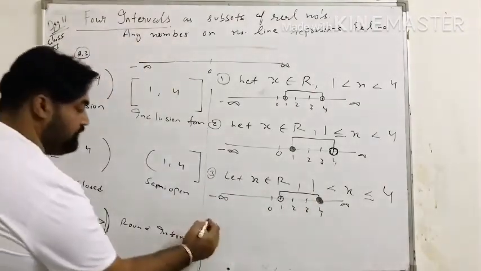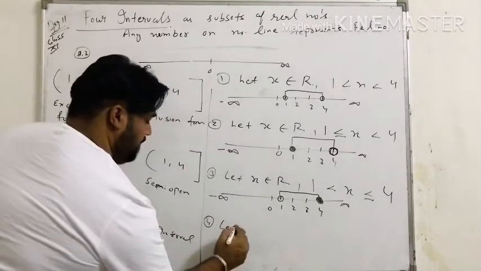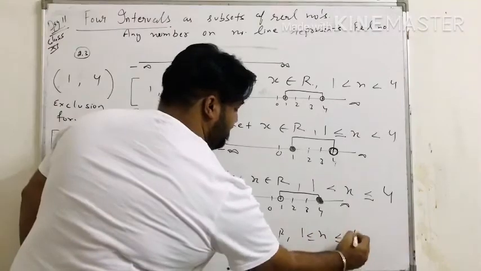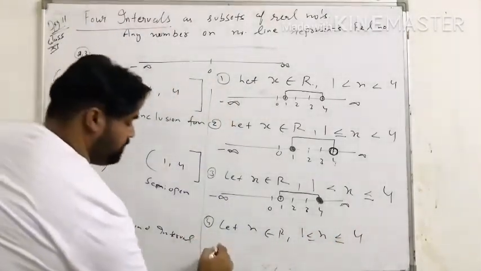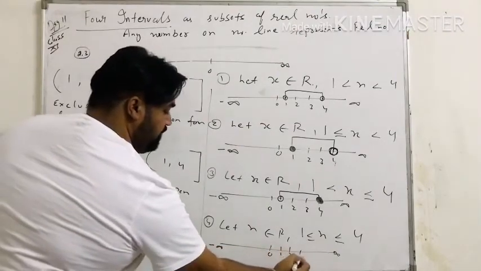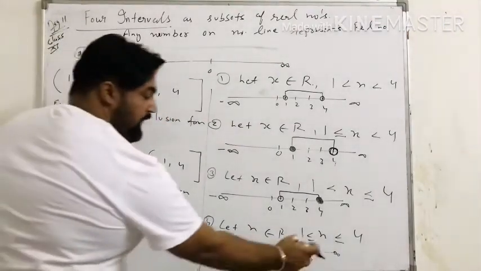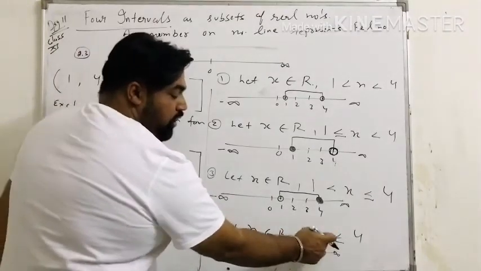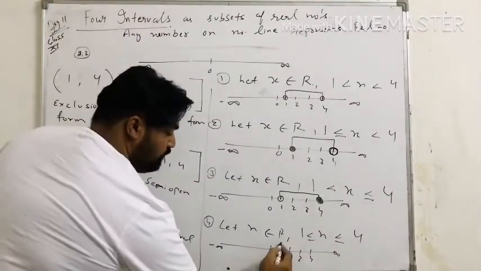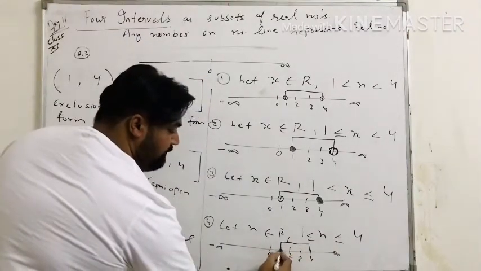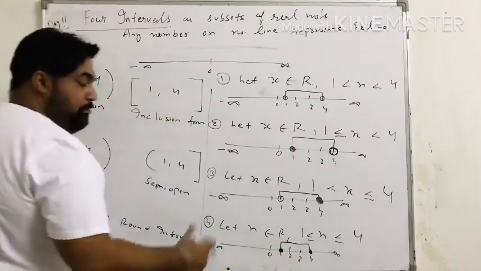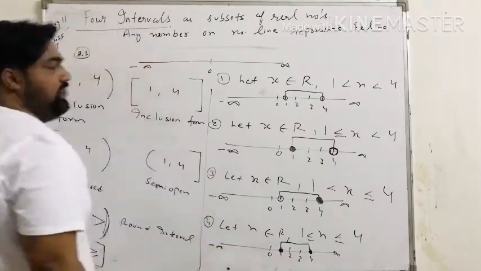The last case, fourth. Let x belong to R, 1 less than or equal to x less than or equal to 4. So draw a number line, minus infinity to infinity, 0, 1, 2, 3, 4. Now x is equal to 1 or greater than 1, and x is less than or equal to 4. So 1 to 4, both the numbers are included, 1 and 4. So we represent both the numbers with dark circles.